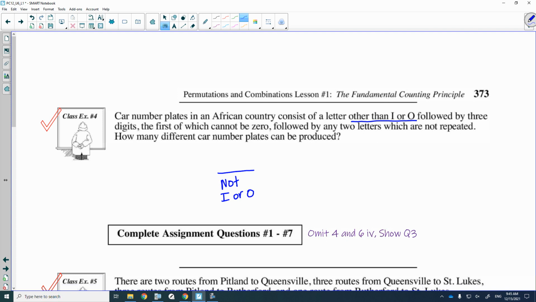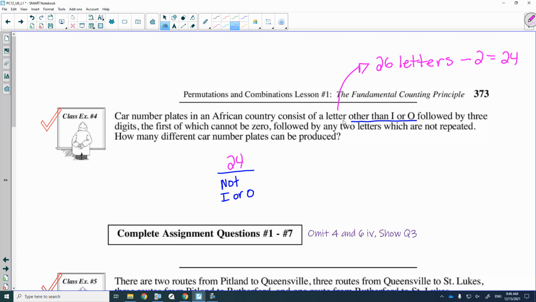The first thing you need to know is that in the alphabet, there are 26 letters. It is telling me that 2 letters are taken out of the game, right? I can't place an I or an O in that first stage. So I'm going to take 2 letters out. That leaves me with 24 possible letters that can go there.